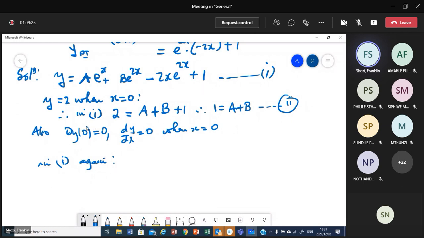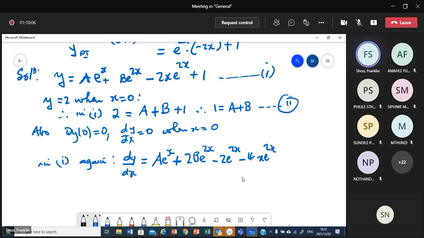Before that, in the general solution again, because they are talking of the derivative here, we differentiate that now. What is the derivative there? dy/dx is equal to a e to the power x. Derivative there, don't forget, 2b e to the power 2x. Derivative there, use the product rule, minus 2e to the power 2x, and again minus 4x e to the power 2x.